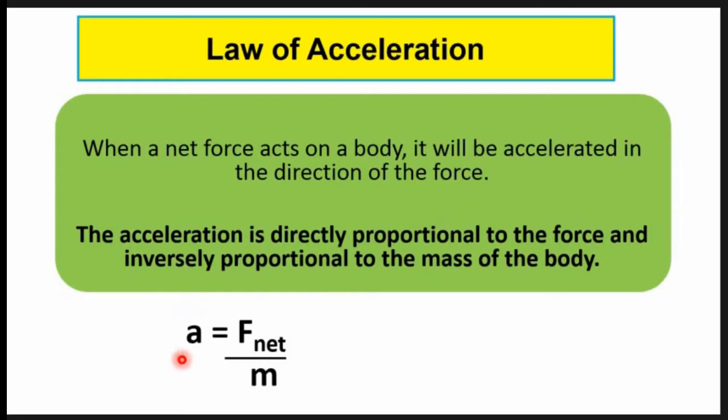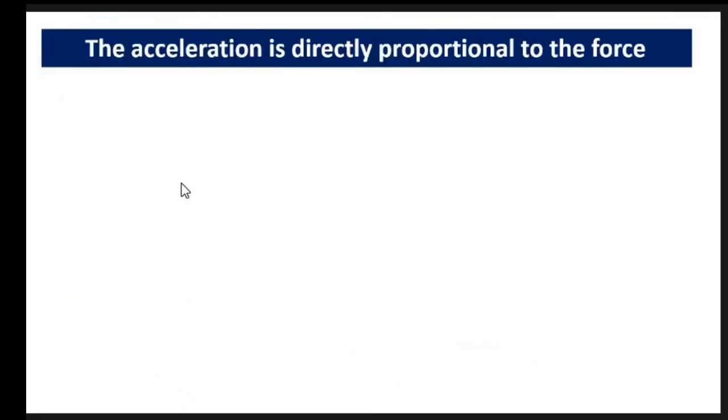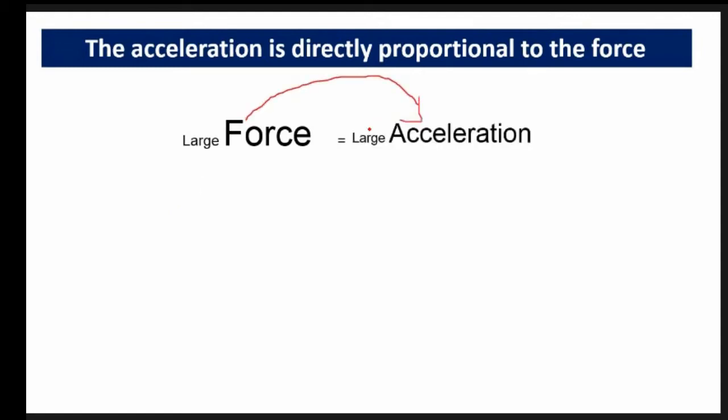So we have here acceleration, and it is directly proportional to the net force, and it is inversely proportional to the mass. Hopefully you know how to read this formula, and then you simplify it. So you cross multiply and you get this. So what do I mean by the acceleration is directly proportional to the force? It means that if the object has a large net force, then it will have large acceleration.